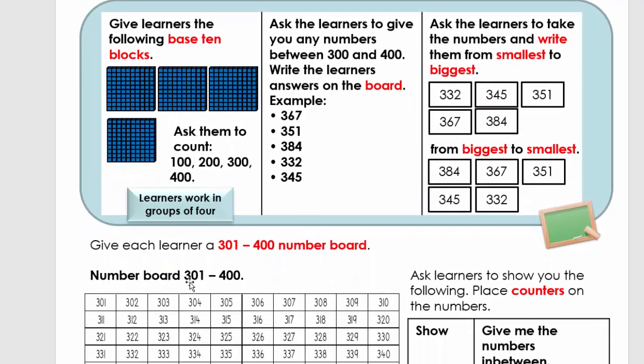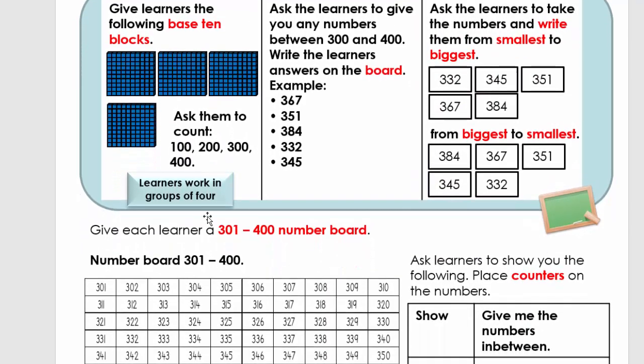So now we're going to go to our lesson. So it's very similar to what we did before. You can ask the learners how many blocks are there and they can quickly count 100, 200, 300, 400. What you need to do then is ask the learners to give you any numbers between 300 and 400. You can write them down on the board and they need to place them then in the correct order, or they can simply read it.